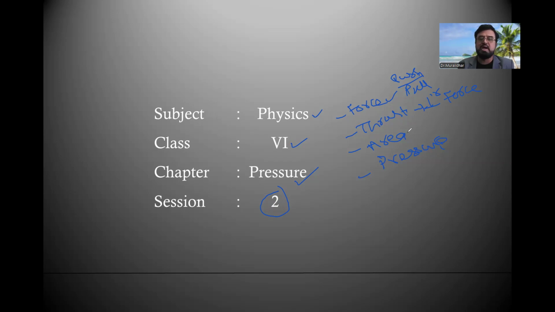Of course, you know the area already, the space occupied, mathematically length into breadth. Then finally, we discussed the pressure. Pressure is nothing but thrust by area, or force by area, whatever it may be, same. Thrust per unit area is called pressure.